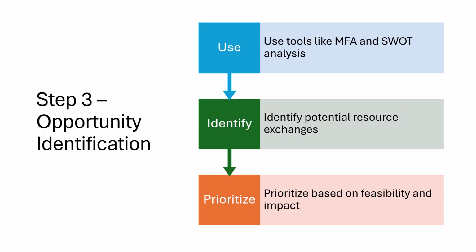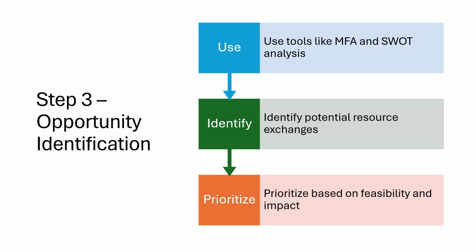Step 3 is the opportunity identification. Use tools such as MFA and the SWOT analysis to see what can be done with the materials and the waste, and the benefits of it. Identify potential resource exchanges. This is very important. What are the things that can be exchanged? What are the things that can be reused? What are the materials that can be taken up by other industries, and where it is a waste for a certain industry must be clearly identified. And then prioritize based on feasibility and impact.